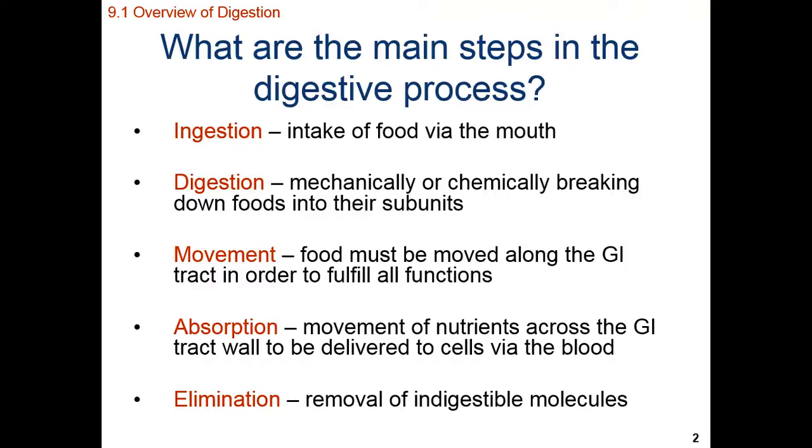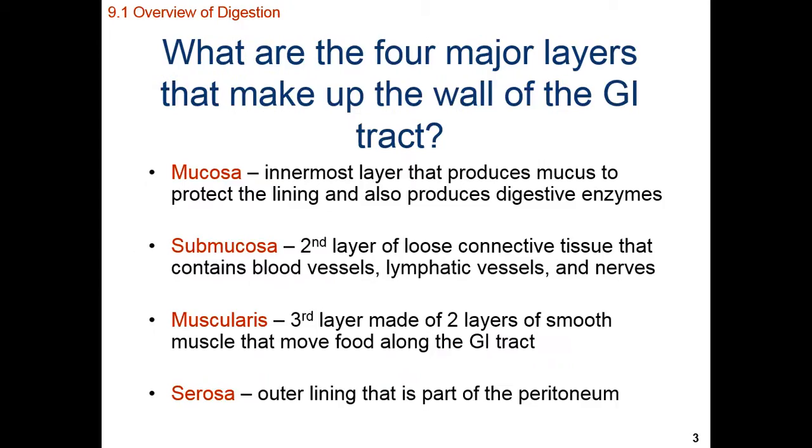We also have absorption. Absorption takes place after digestion. After we have broken down the food into the subunits, those subunits are going to be moved across the gastrointestinal tract, the wall that lines that tract, and it will be absorbed into the bloodstream or the lymphatic fluid to be delivered to the cells of the body. And then finally, there's elimination. The stuff that we cannot digest needs to be removed from the body. So this elimination involves going to the bathroom, number 2, removing that undigestible food product from the body.